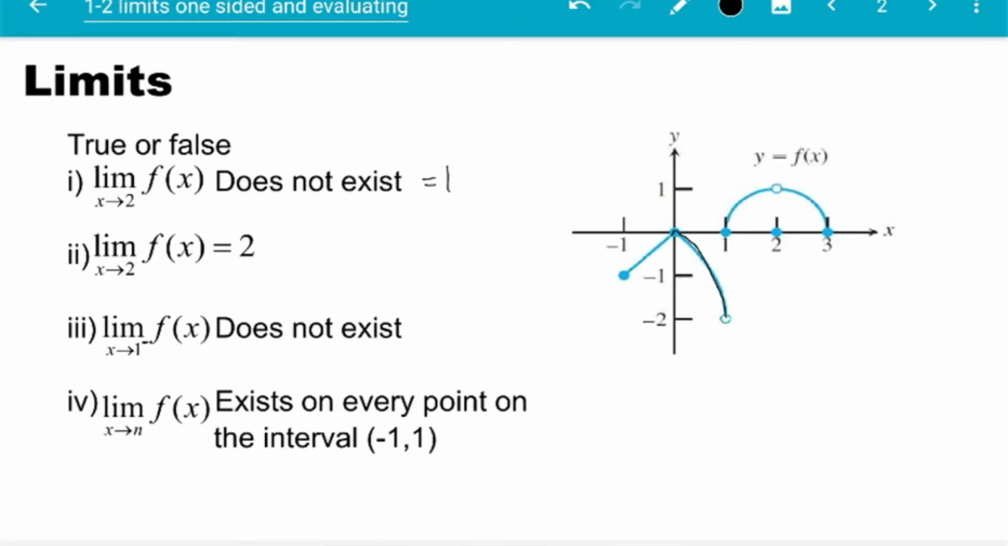Okay, so we had a question like this last time too. It said the limit as x approaches n of f of x exists at every point on the interval -1 to 1. And again, it's an open interval because you can't take limits at endpoints, since you need 2 sides. So in this case, does the limit exist at every point on the interval from -1 to 1? What do we think? 10 seconds. 10, 6, 5, 4, 3, 2, 1.